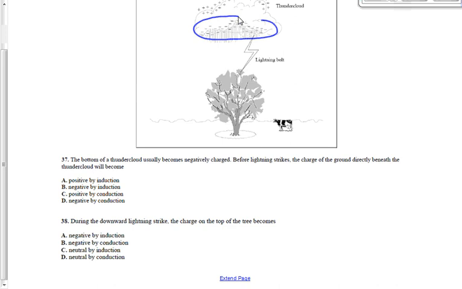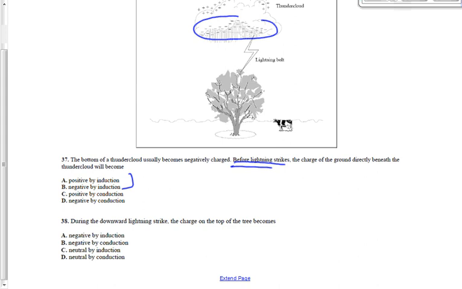It goes on to say, before lightning strikes, the charge of the ground directly beneath the thundercloud will become what? Before it strikes, is charge being transferred? No. So that must be induction right away. Can't be charging by conduction if charge isn't transferred. That's good, because of the 10 of you that responded, all 10 of you said either A or B. So you all recognized that it had to be induction before the lightning strikes. Now, the only question is, does it become positive or negative?